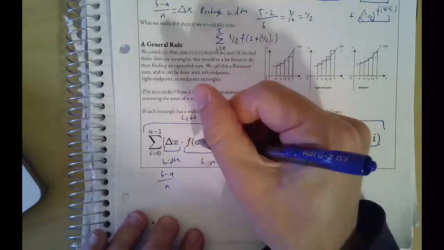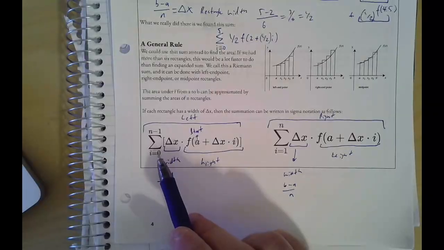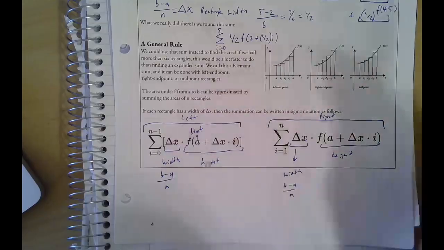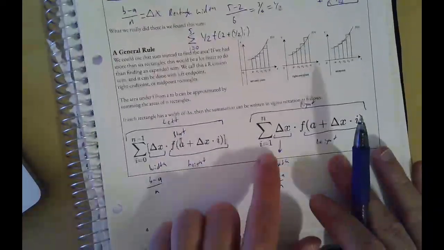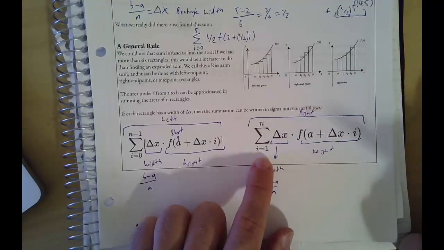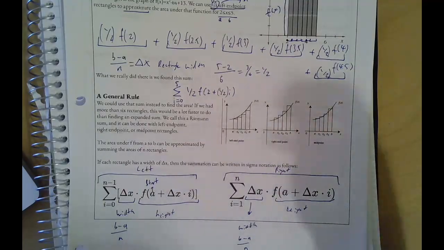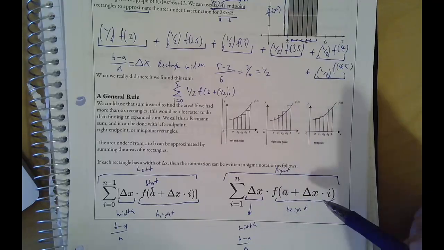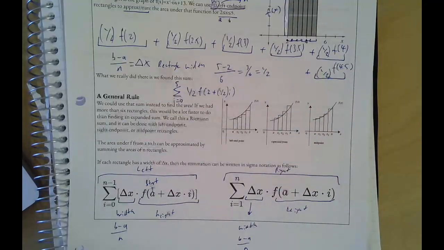A is, again, our start. So if we start at 0, our first rectangle will just be f of the start point. In this example, that's f of 2. Whereas if our first rectangle was 1, then it would be the starting point plus the first width. So you would be starting at, for example, 2.5 instead of 2. That's the Riemann sum.